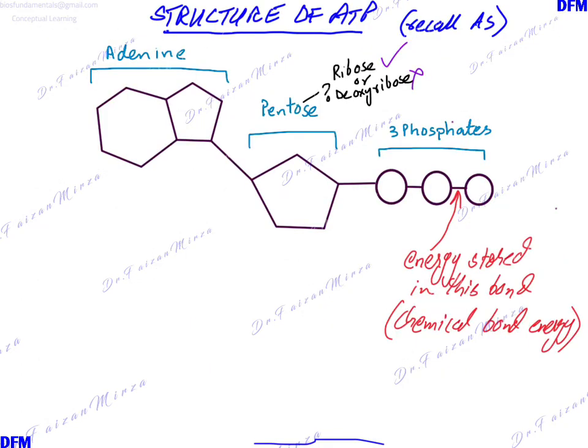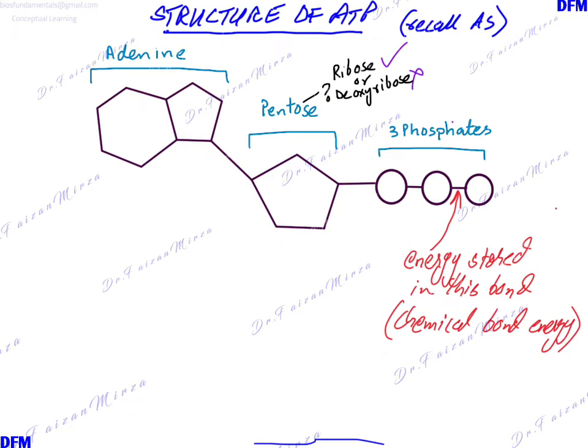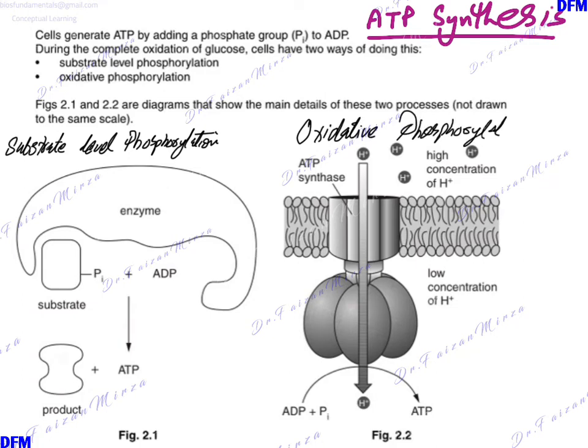How does ATP synthesis occur? There are 2 processes by which ATP synthesis can occur in a cell: substrate level phosphorylation or oxidative phosphorylation. There are 2 types of phosphorylation that produce ATP. What is substrate level phosphorylation?